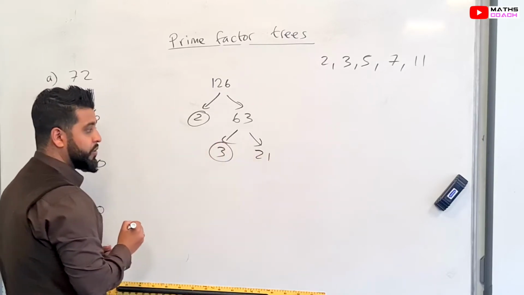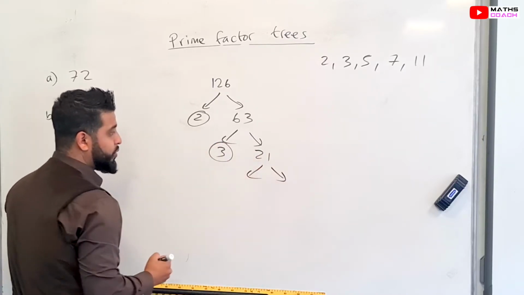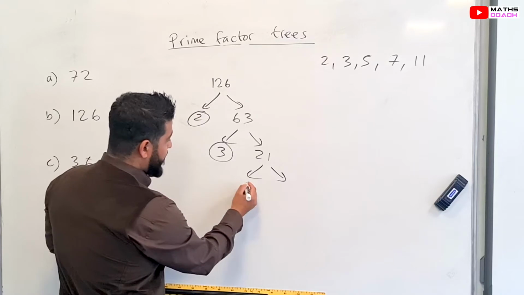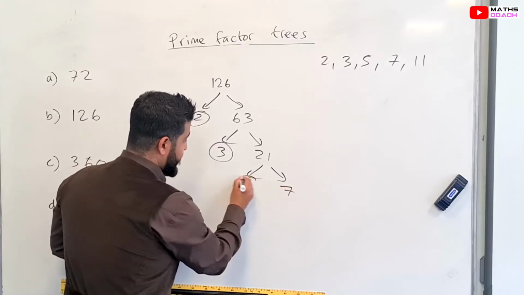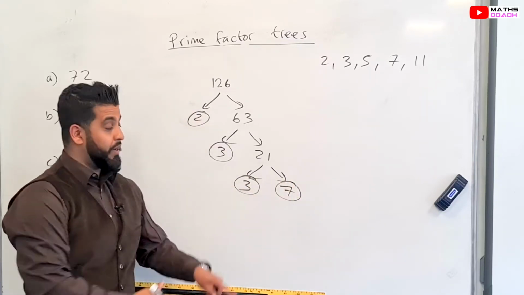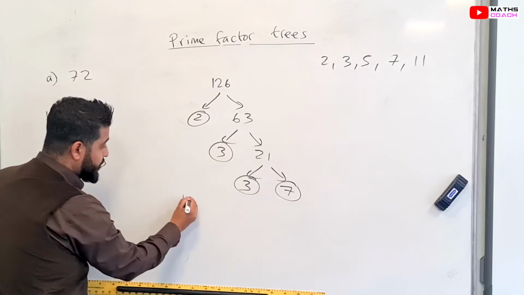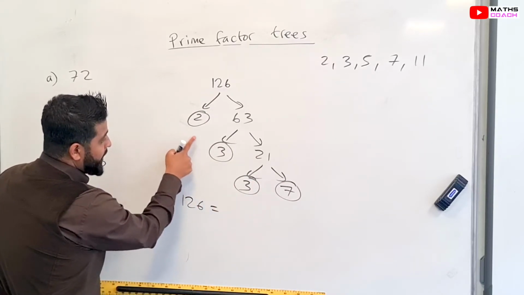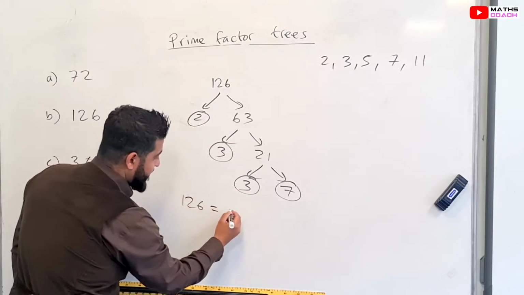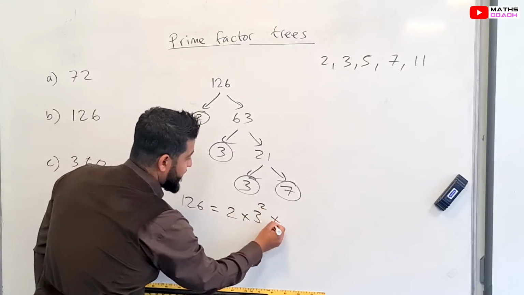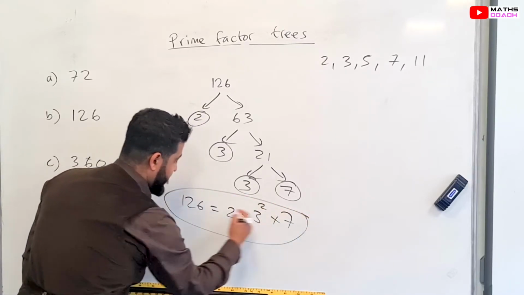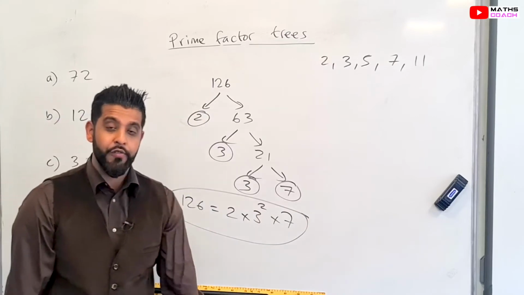So 3 is a prime number. I would circle that. And then you break up 21 again by dividing by another prime number, which is 3, and 3 times 7. So therefore 7 is also a prime number. We've come to the end of our process. So 126 is going to be 2 times 3 times 3 times 7. So 2 times 3 squared times 7. And that's our answer, 126 written as a product of its prime factors.